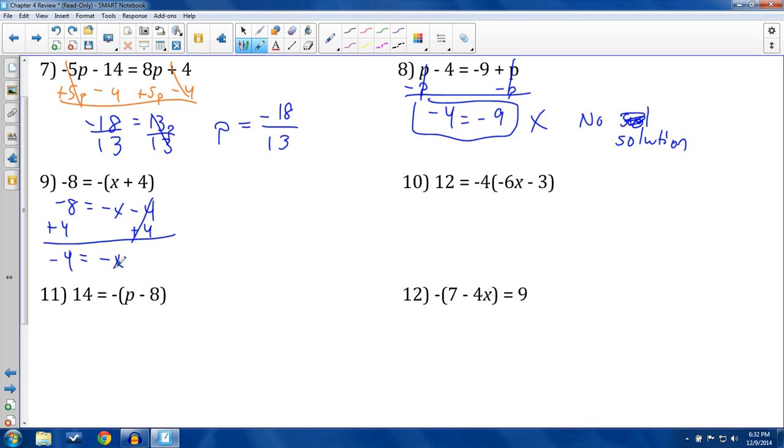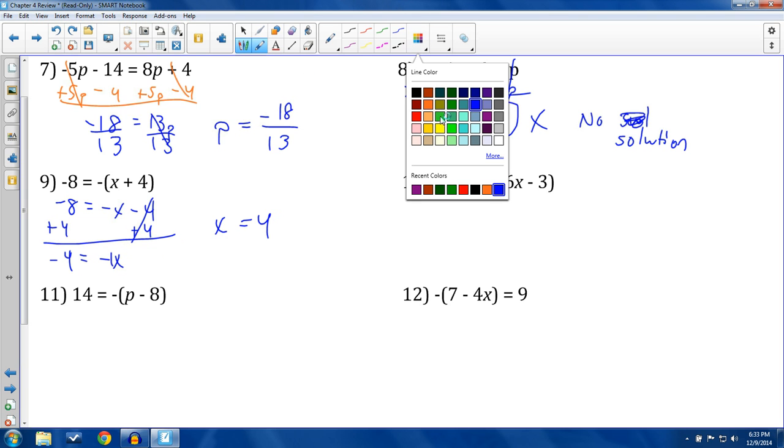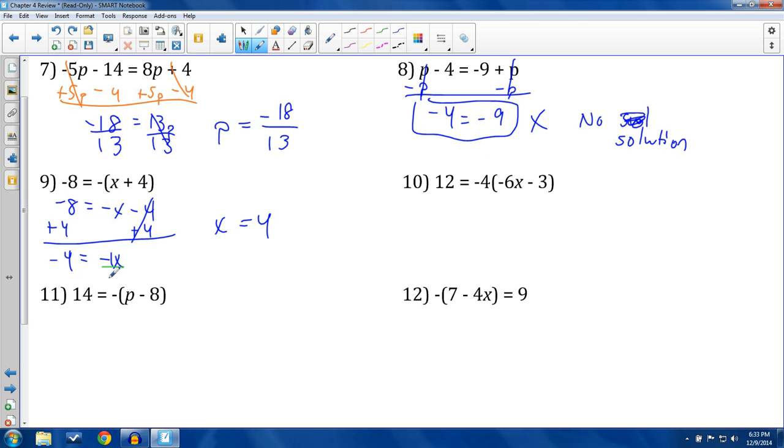What's the number that I make negative to get negative 4? Well, it's 4. Right? If negative x is negative 4, then x equals 4. Another way to look at it is this is negative 1 times x equals negative 4. So I can really just divide both sides by negative 1. Negative 1 over negative 1 is positive 1. And negative 4 over negative 1 is positive 4. So you get x equals 4.